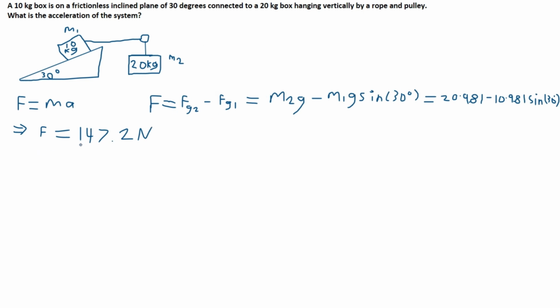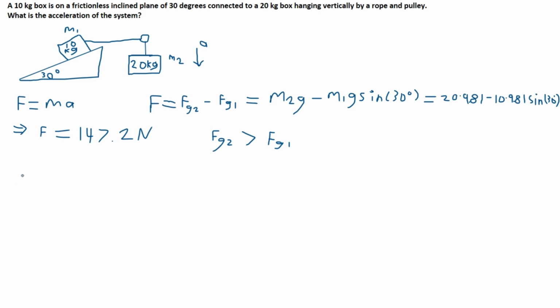Now, you might notice that this value for the net force is positive. That's because we subtracted the force of gravity from mass 1 from mass 2, meaning that the force of gravity for mass 2 is greater than the force of gravity for mass 1. So the acceleration will be down, or in the direction of mass 2. If we got this answer as negative, that means that mass 1 would have a greater force of gravity on it than mass 2, and it would instead accelerate down the ramp.